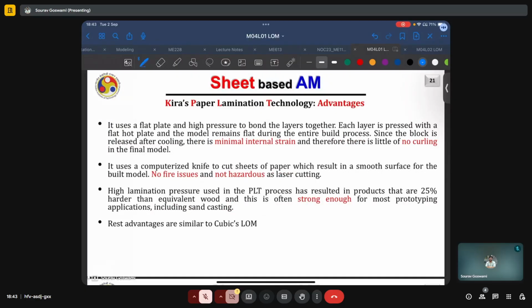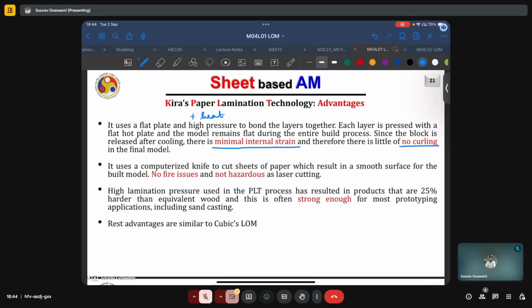The advantages of Kira's paper lamination technology are that it uses a flat plate and high pressure to bond the layers together. Also, there is the effect of heat. Each layer is pressed with a flat hot plate, and the model remains flat during the entire build process. Since the block is released after cooling, there is minimal internal strain in this case, and therefore there is little or no curling in the final model, so there are no distortions. It uses a computerized knife to cut sheets of paper, which results in a smooth surface for the built model.